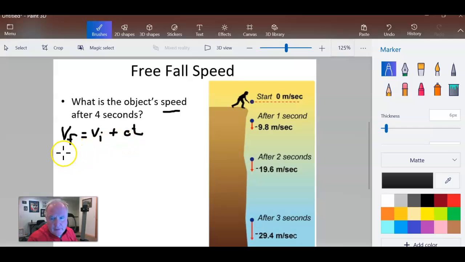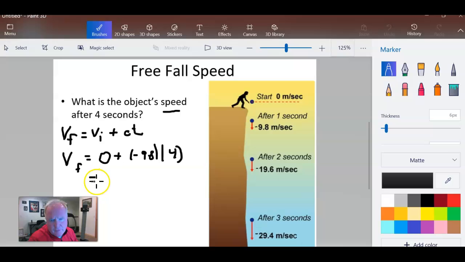And so when we get to this problem, we just have to go, okay, well, they asked me to find the final velocity, so that's Vf. Vi, well, we're dropping it. So what's the initial velocity? Well, the initial velocity is 0. And then plus, we'll always use negative 9.8 for gravity. And then we just plug in the time that they gave us, which is 4.